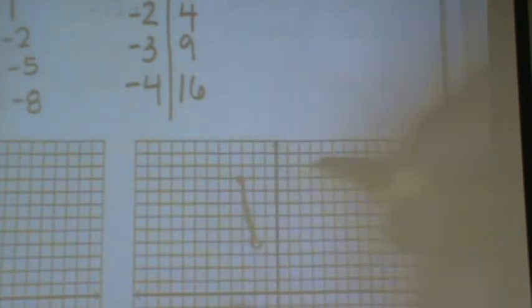So over 2 up 4, 1, 2, 3, 4, that's going to be an open circle. Over 3 up 9, 1, 2, 3, 4, 5, 6, 7, 8, 9. And it looks like we're going to be off the page. So you've got that piece right there. That is the first piece.